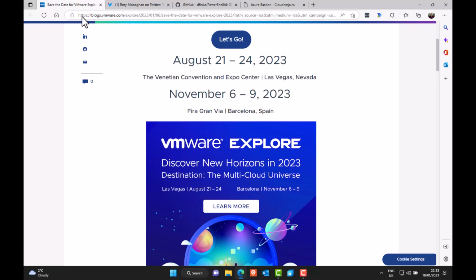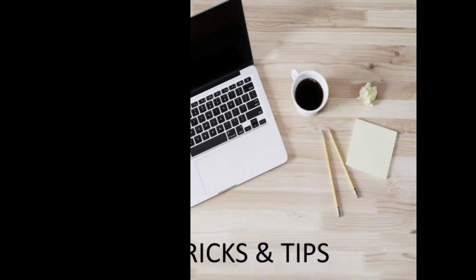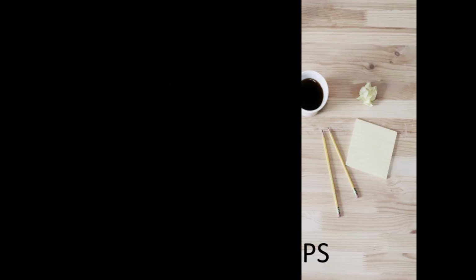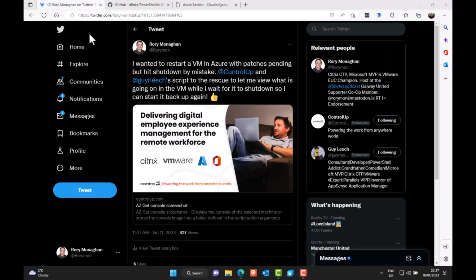And now some scripts, tricks, and tips. First up, recently I meant to restart a VM in Azure that had patches pending, but I accidentally hit shutdown by mistake, which then initiated it shutting down and installing the patches. And that meant, what could I do really but wait for it to go into a state where I'm able to then start it up.